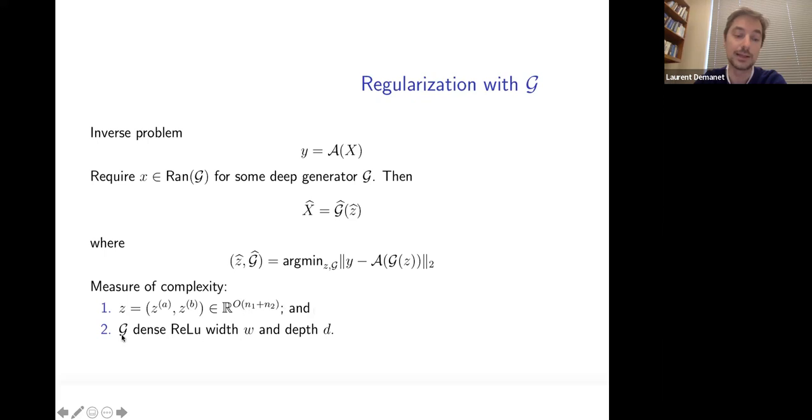And then the network itself, you have to find a way to characterize the complexity class of your neural network. And this is where different networks will give rise to different results. But you can certainly say if you have a dense ReLU network, with rectified linear unit activation functions, width W for the network, depth D, that's going to limit the complexity of what you can train.